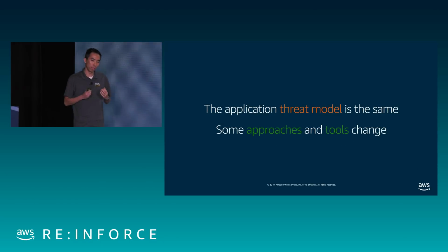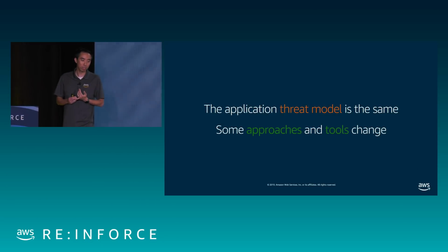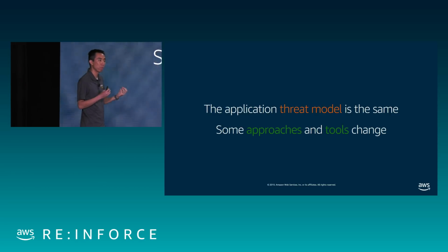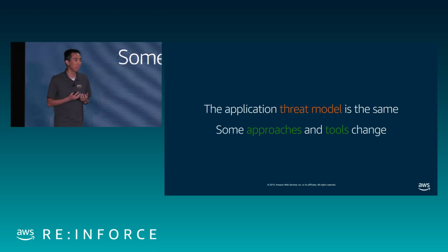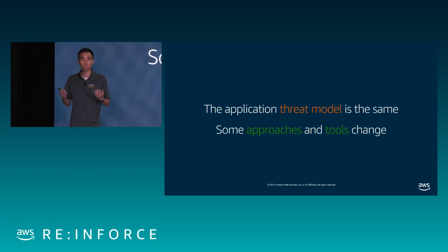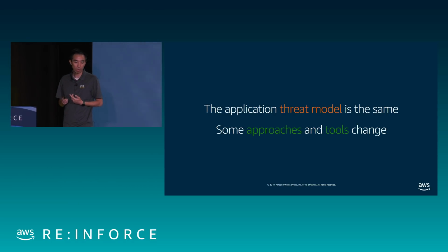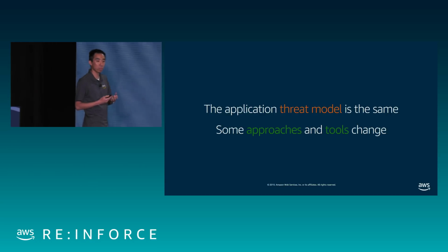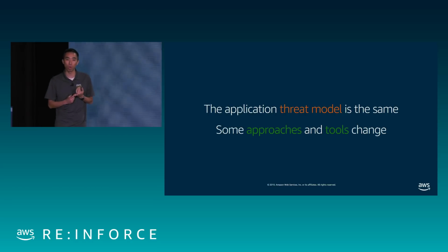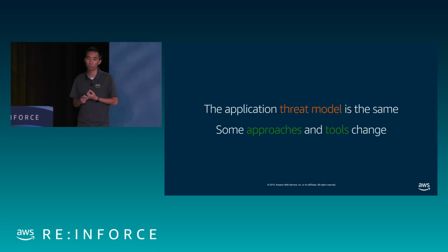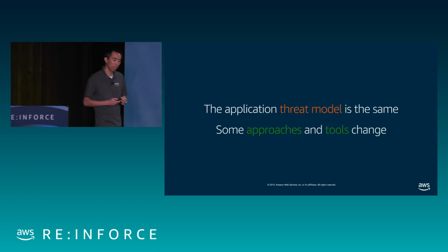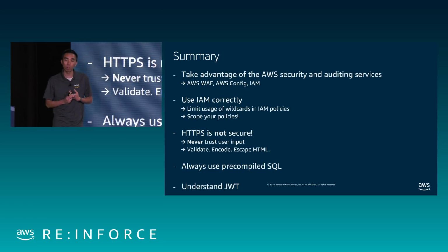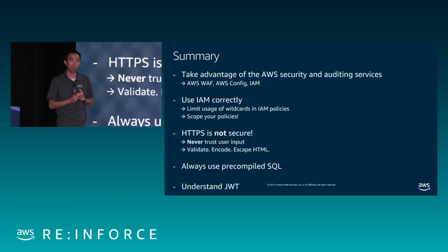So the major concept to keep in mind here is that your application threat model is still the same. When you're building applications in serverless, it doesn't mean that you no longer have to protect yourself against these types of vulnerabilities. The only thing that changes is some of your approaches and how you protect yourself and some of the tools that you might use. So we looked at Config for auditing, right? We looked at IAM for doing authorization and authentication. So in summary, take advantage of all of the AWS security services out of the box.